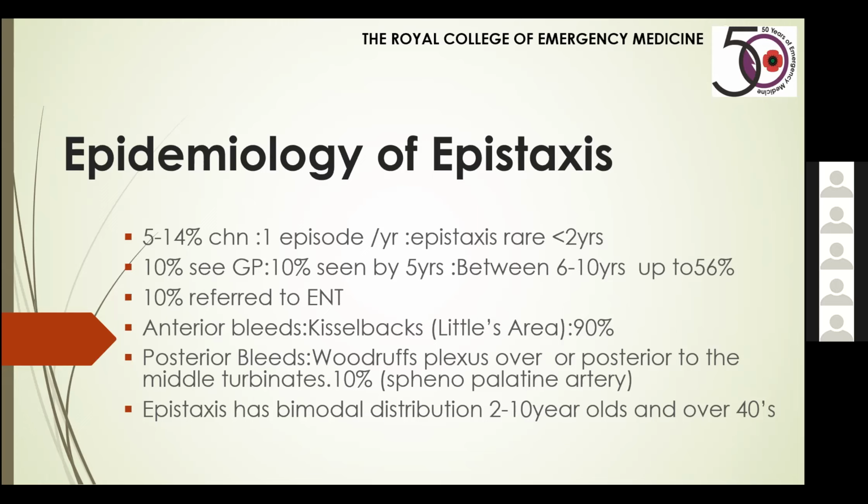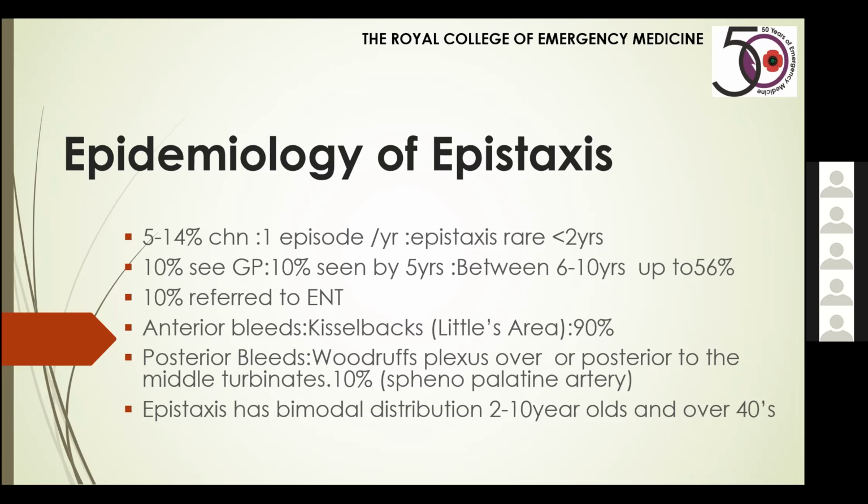Now, the majority of the bleeds are from the anterior aspect of the nose, the area called Kiesselbach's plexus or Little's area, where the percentage is 90%. Posterior bleeds from Woodruff's plexus, or posterior to the middle turbinates, constitute 10%. And these are mainly arterial bleeds from the sphenopalatine artery.